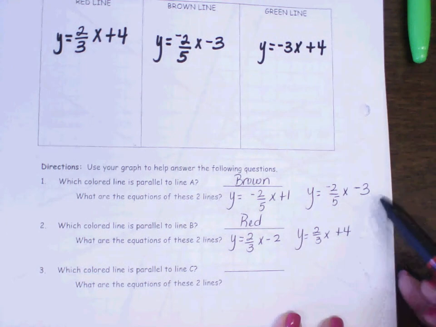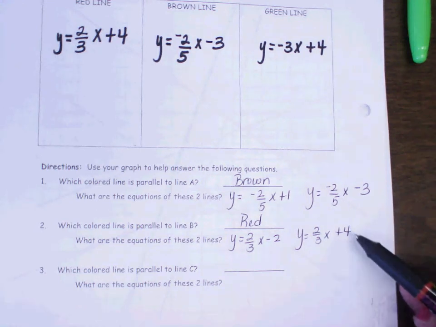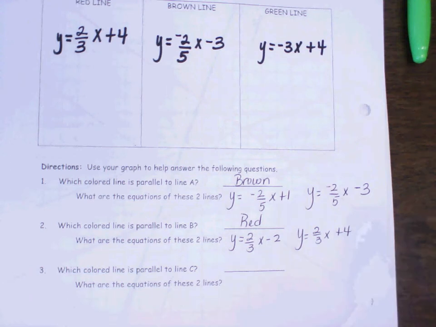What kind of shift happened over there? It went from negative 2 to plus 4. So what kind of shift? Up how many? It is not just up. It's shifted up 6 units. Thank you. 6 units. Good job. Shifted up 6 units.